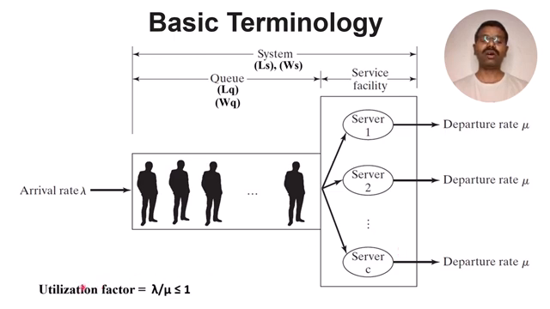Now one important thing is the utilization factor, that is equal to lambda by mu, that should always be less than 1. If the arrival rate is less than mu, then only the utilization factor will be less than 1, and then only there won't be much queue. If the arrival rate is more than the departure rate, the queue will never end, so there will always be a queue. That is why the utilization factor should always be less than 1. That means you need to provide a service rate which is more than the arrival rate. That is what the utilization factor tells about.